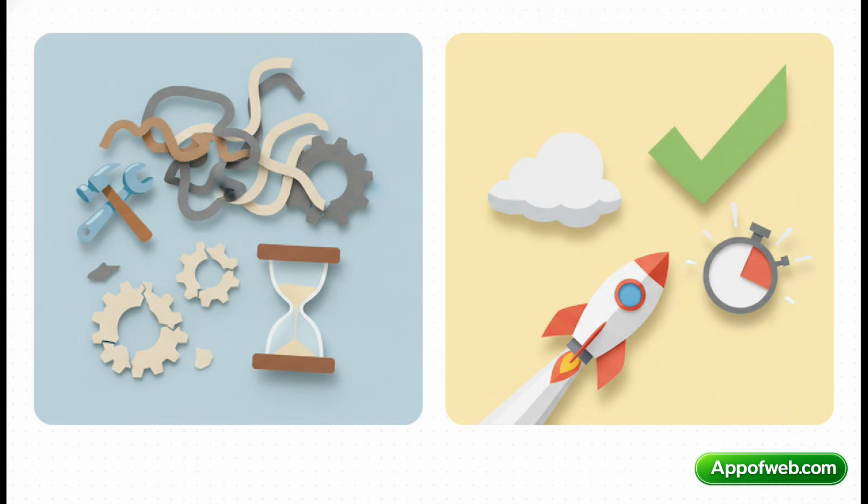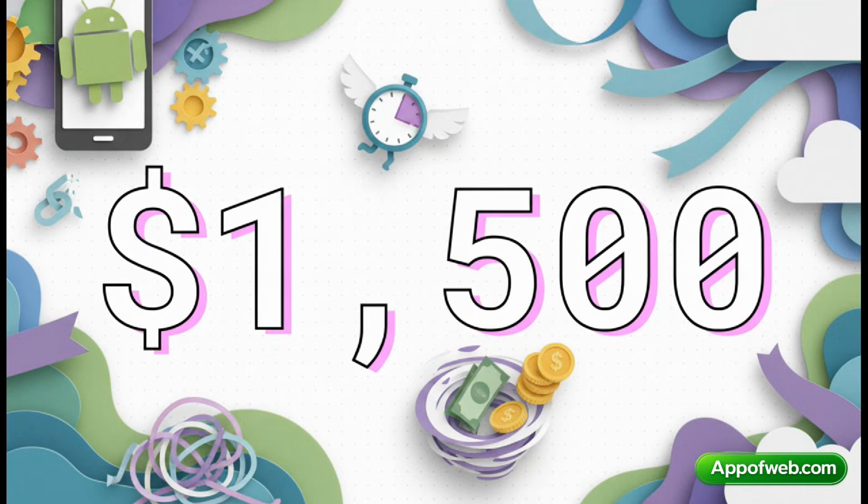Contrast that painful reality with appofweb.com. This is a frictionless managed cloud architecture. The whole process takes under an hour, absolutely no coding is required, and if a build breaks, it's their problem, not yours. So, the crucial point is this number right here, $1,500. Let's break that down.